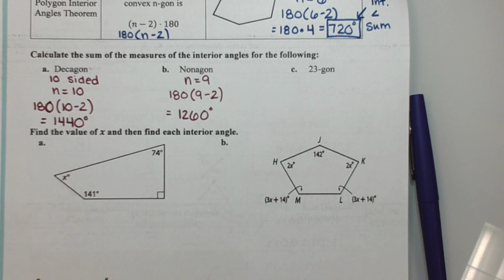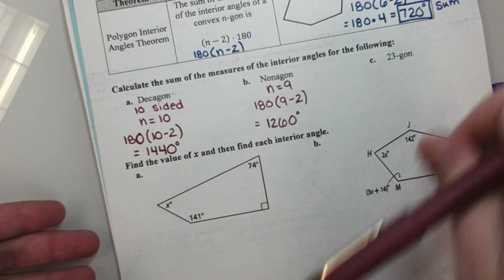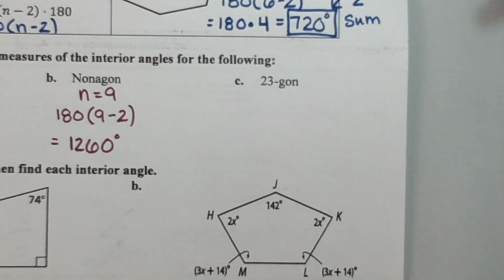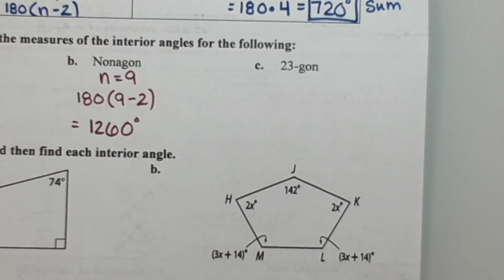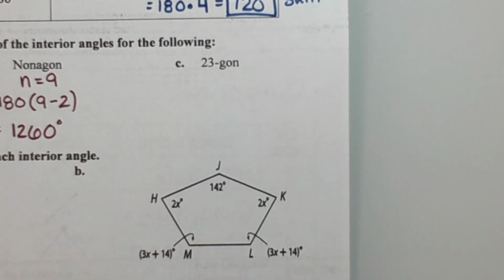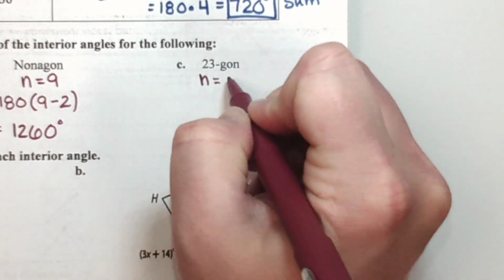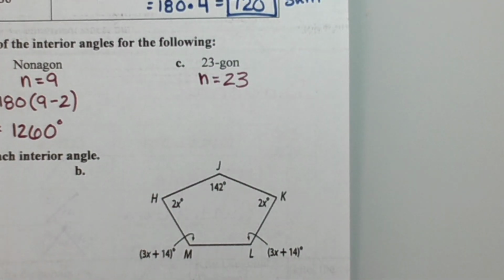One more problem like this and we're going to shift it up. Next one's a 23-gon. Kylie, where would you like me to start on this problem? First thing we have to find is how many sides it has. How many sides does a 23-gon have? Don't overthink it. 23. It's specifically telling you what the number is.